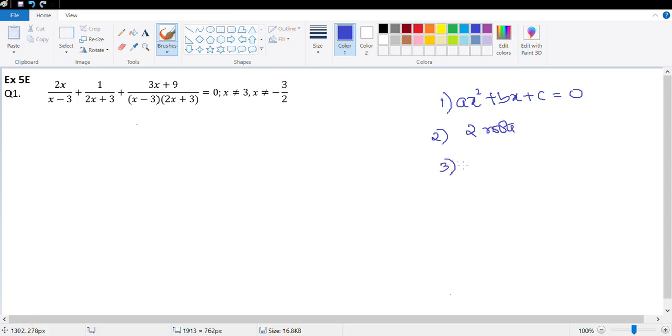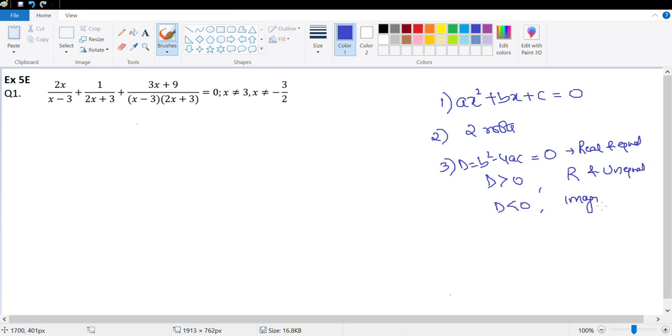Next, if D, which is equal to b square minus 4ac, is equal to 0, then it has real and equal roots. If D is more than 0, then it has real and unequal roots. If D is less than 0, then it has imaginary roots.